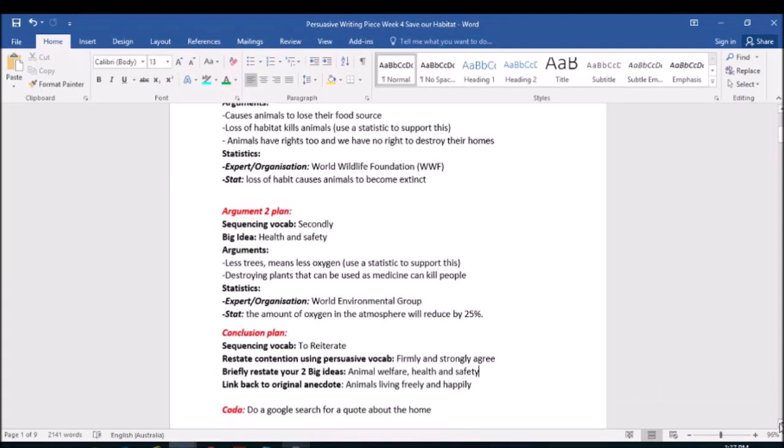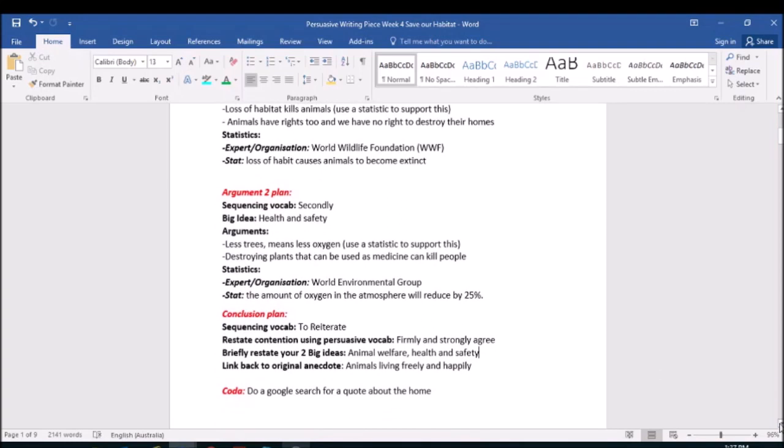And then finally, the conclusion and coda. The sequencing vocab I'm going to start with is to reiterate. You might want to start with to restate. I'm then going to restate my contention using persuasive vocab. I'm then going to say that I firmly and strongly agree. And then I'll obviously say that we shouldn't be destroying animals' homes. I'm then going to briefly restate my two big ideas, which were animal welfare and health and safety, as we just discussed in argument 1 and argument 2.